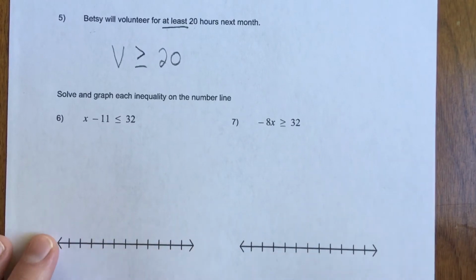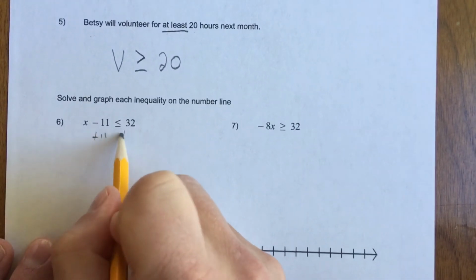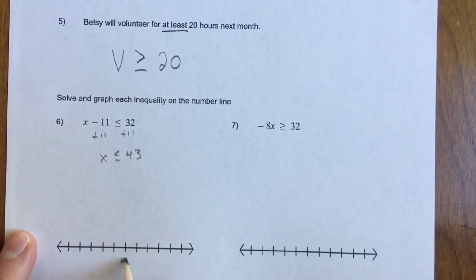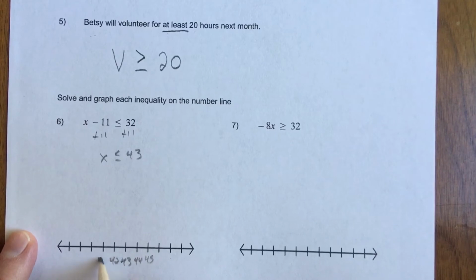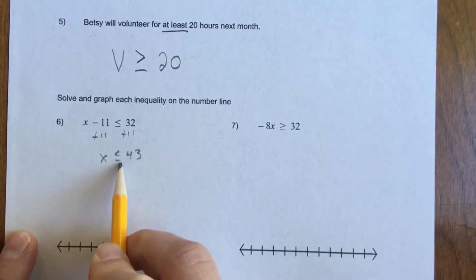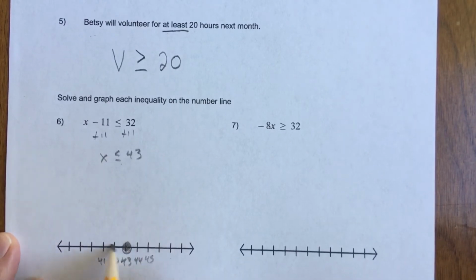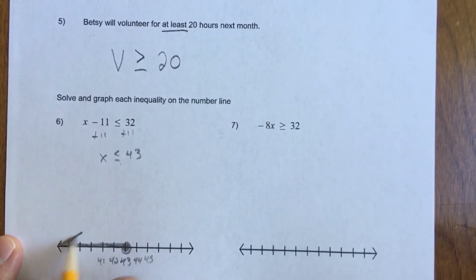For these here, we're solving and graphing, so we're going to add 11. Add 11, I get x less than or equal to 43. So I'm going to put 43 down. A couple numbers bigger, a couple numbers smaller. Circle the 43. It is equal to, so I can fill that in. And for less than, we go to numbers that are smaller than that. That's numbers this way.